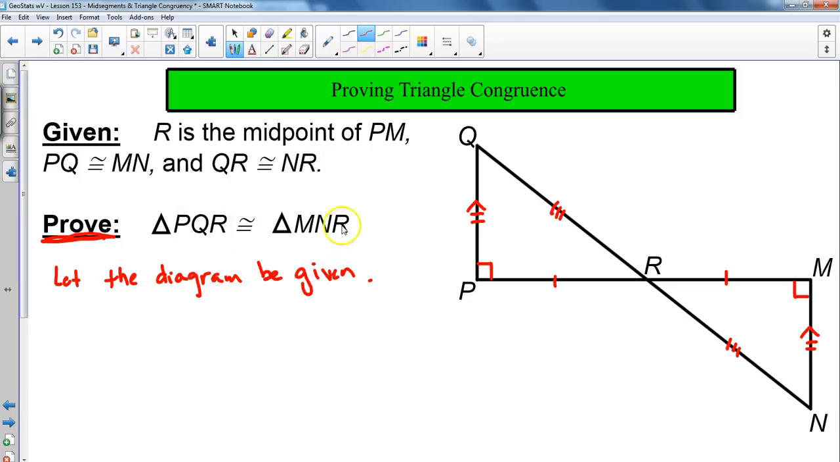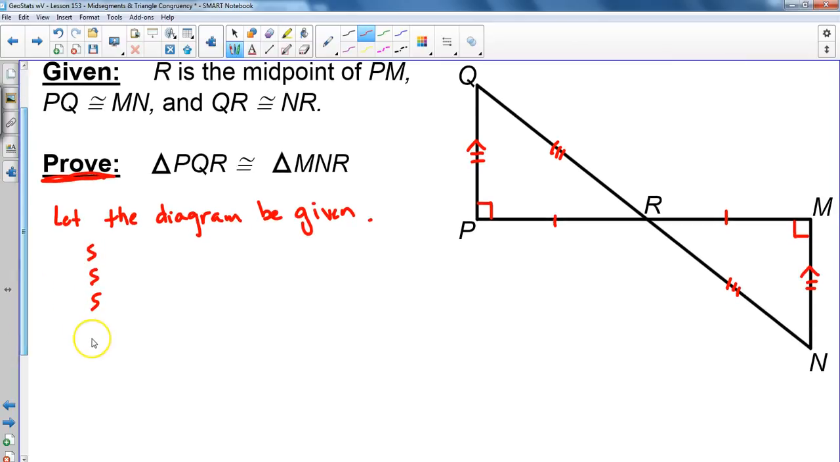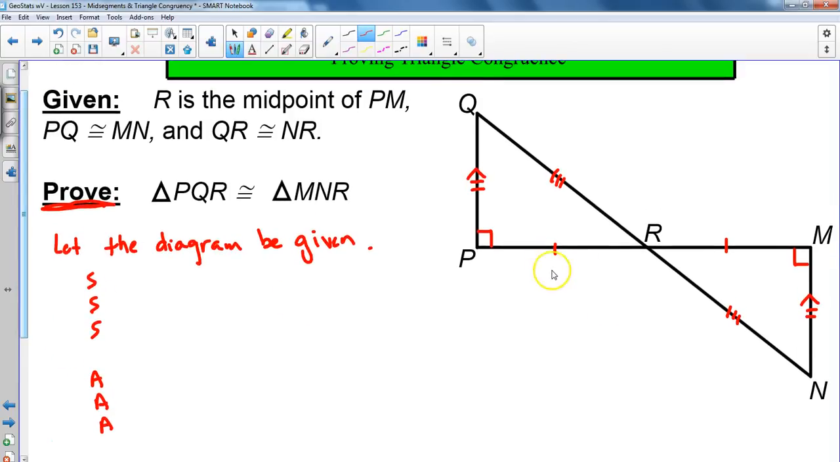Okay, so if we want to prove that these two triangles are congruent, then we need to lay this out in a way that's going to show that all three sides are congruent and all three angles are congruent. All right, so let's check this out. First side, we're going to say PR is congruent to MR. And the reason that we can make that statement is because of this given information up here. R is the midpoint. So we would say definition of midpoint. The midpoint is something that chops a segment into two congruent parts. Therefore, the two parts are congruent.